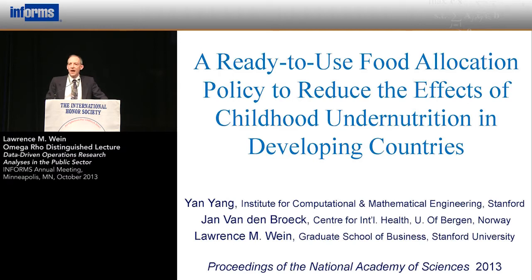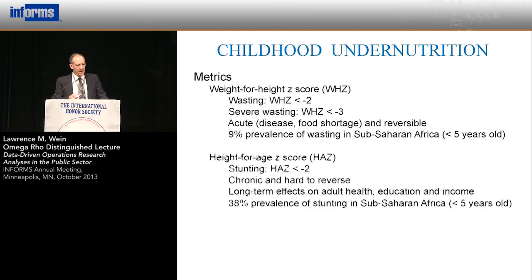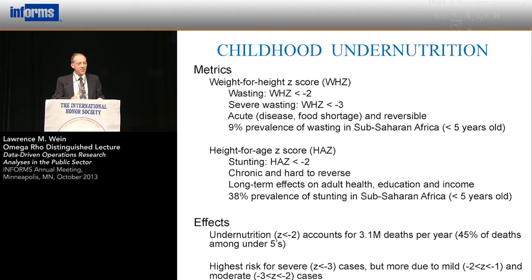Okay, so here is a stark fact. In sub-Saharan Africa, 1 out of 8 children die before they're 5 years old. And it's been estimated that nearly half of that, 45%, is simply due to undernutrition.